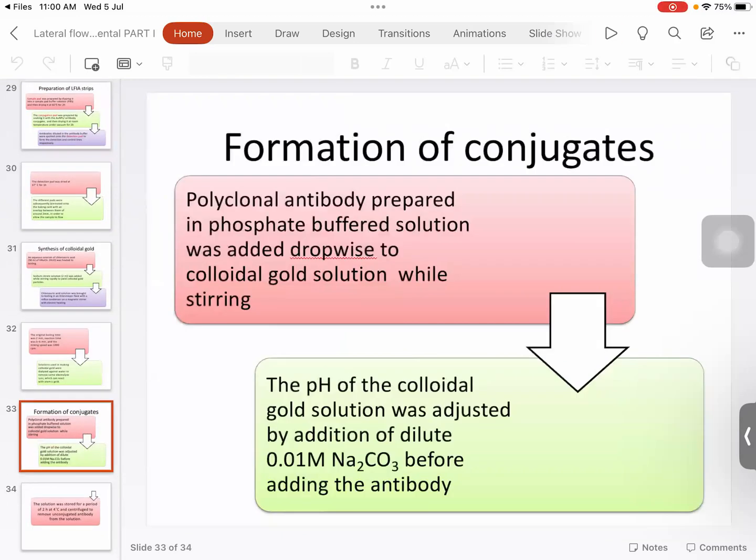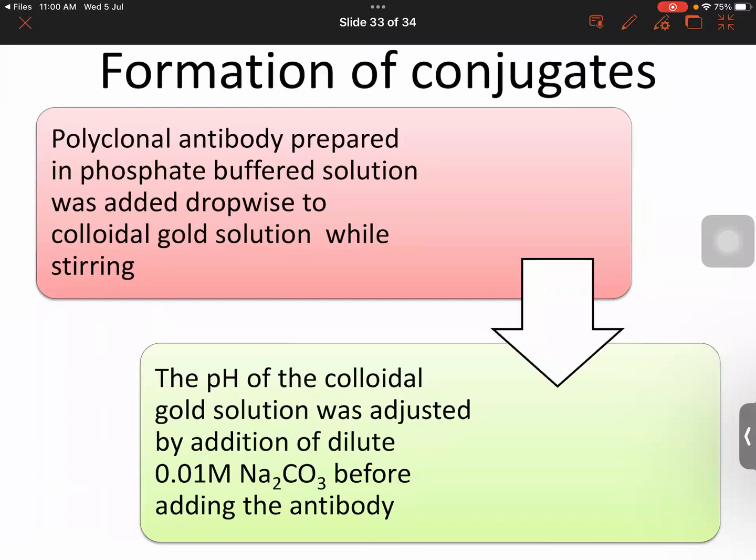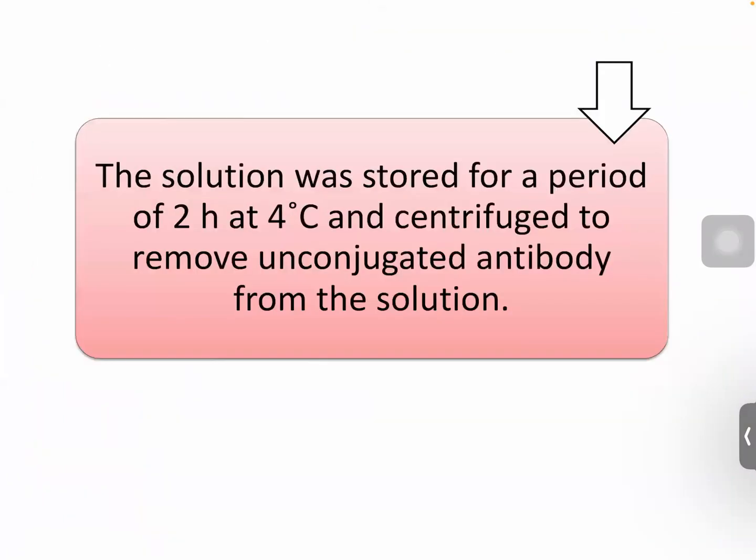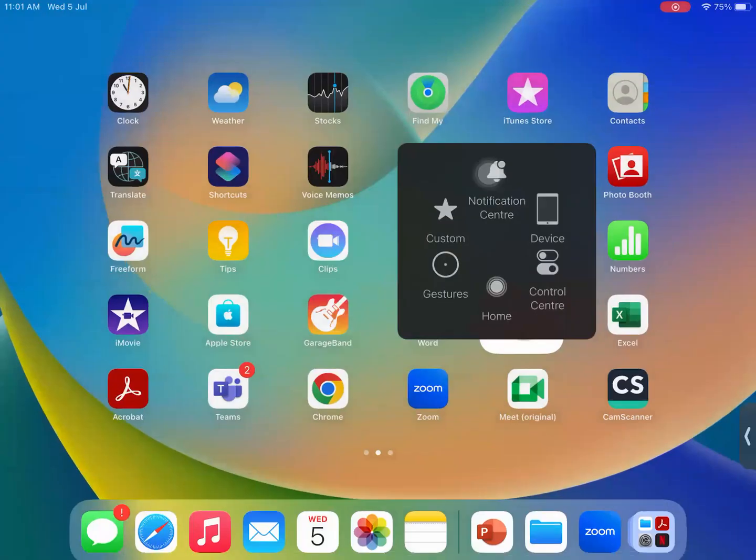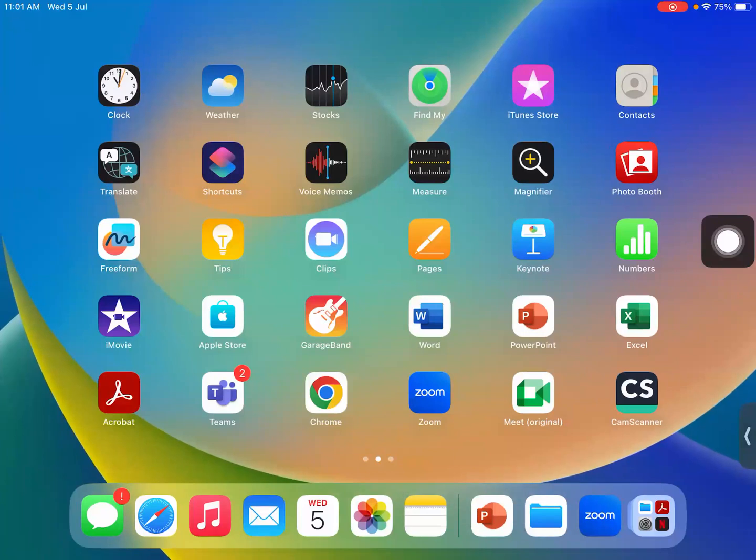Okay, so this is the one that we discussed just now. This is the last one, centrifuge to remove the unconjugated. Yeah, this is the last one. Okay, so I think this is the last one before we take a break.